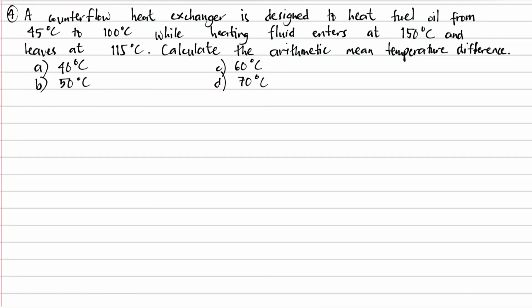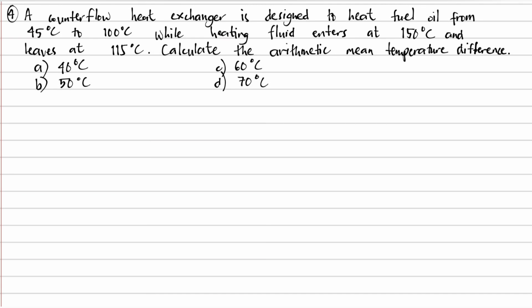So, problem number 4, a counterflow heat exchanger is designed to heat fuel oil from 45 degrees Celsius to 100 degrees Celsius, while heating fluid enters at 150 degrees Celsius and leaves at 115 degrees Celsius. Calculate the arithmetic mean temperature difference or AMTD. So, 4 choices here. Letter A, 40 degrees Celsius. Letter B, 50 degrees Celsius. Letter C, 60 degrees Celsius. And letter D is 70 degrees Celsius.